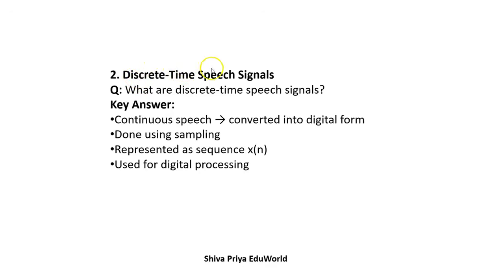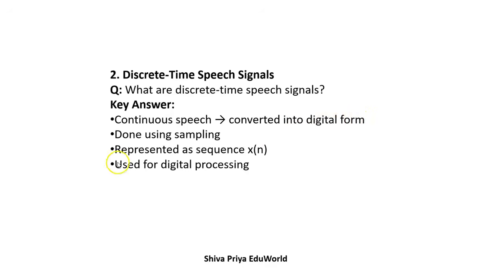The topic is discrete time speech signals. What are discrete time speech signals? You have to write down: it is the continuous speech converted into digital form. That is a discrete time speech signal. And it is done using sampling. Clear? And it is represented as a sequence x[n]. And it is used for digital processing. Why we use this for digital processing: the continuous speech is converted into digital form.